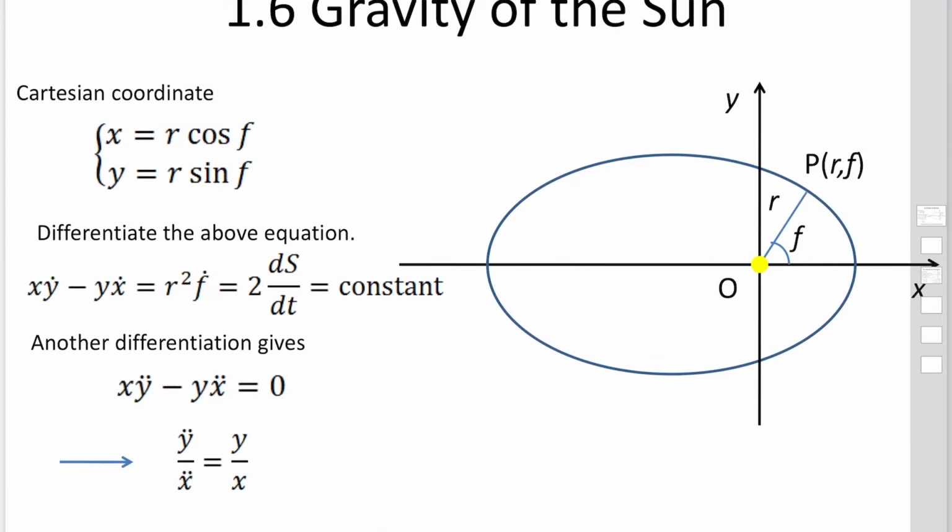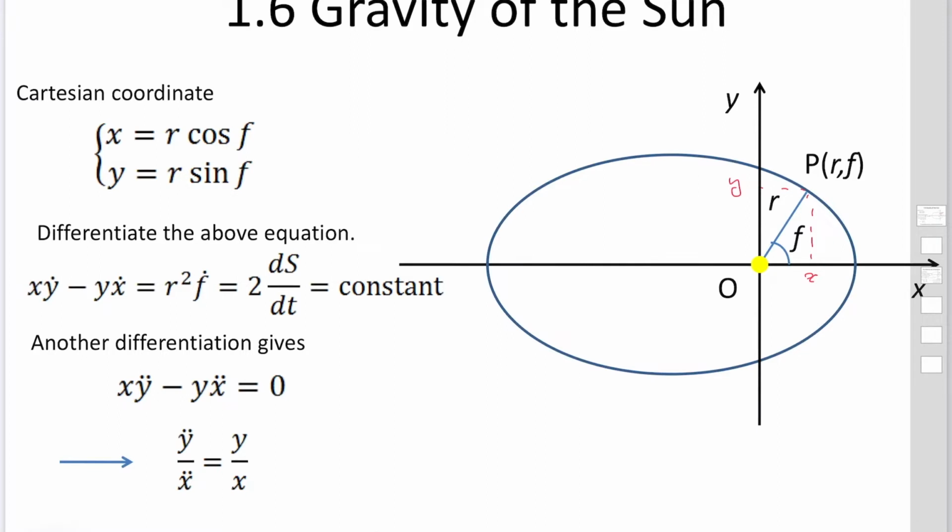In this section, we are going to derive the gravity of the Sun. We use this x and y coordinate, and the Sun is located at the origin. Then x can be expressed as r cos φ, and y is r sin φ.